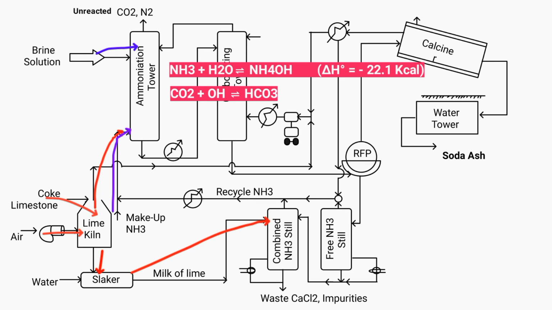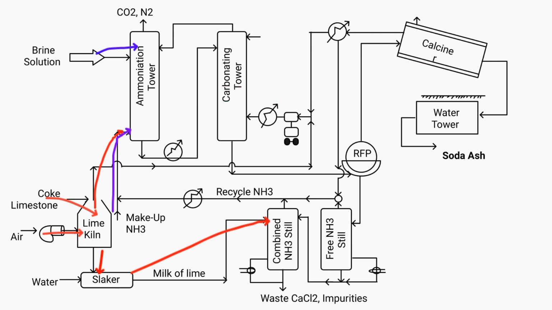Gaseous carbon dioxide and dinitrogen are removed from the top section of the tower and can be utilized to purify the brine. The temperature of the resulting solution from the bottom section is lowered to 30 degrees Celsius before being transferred to the carbonating tower.